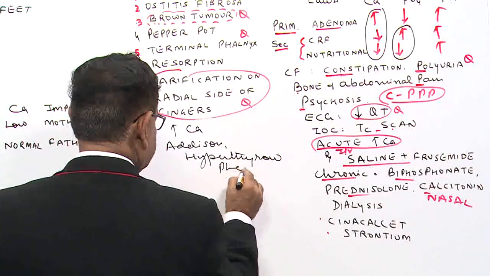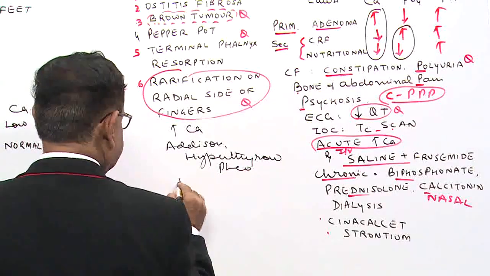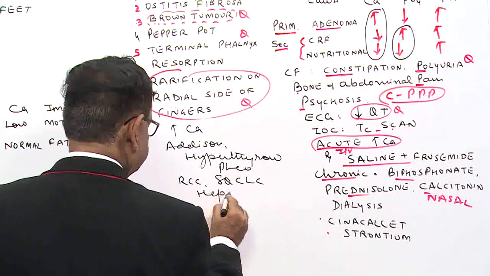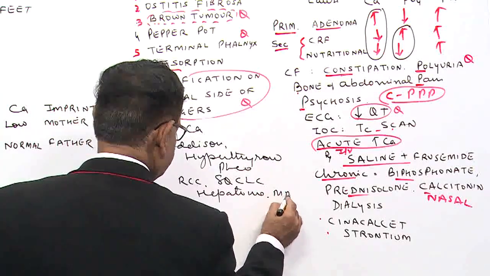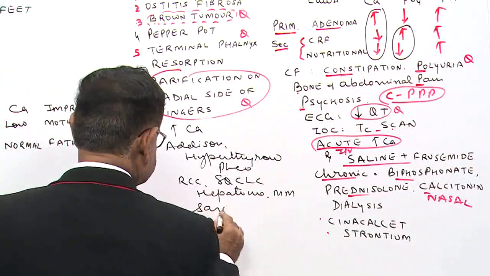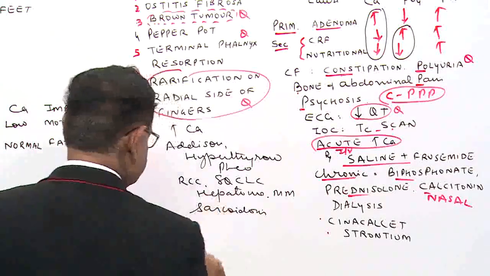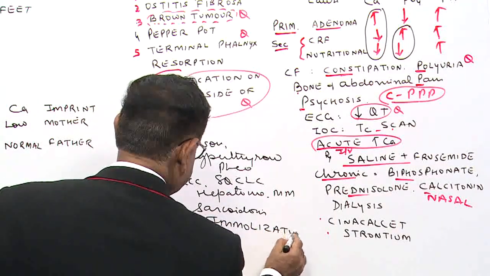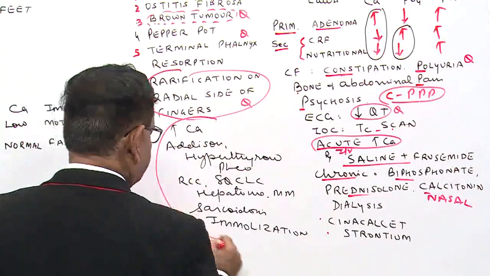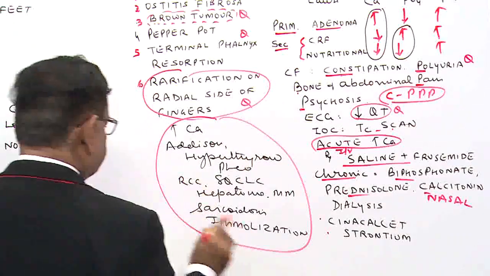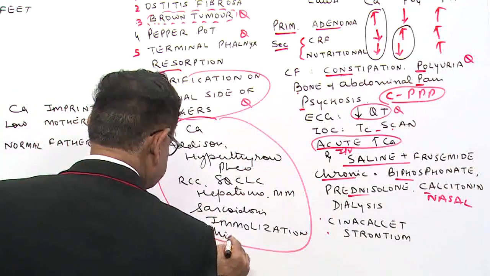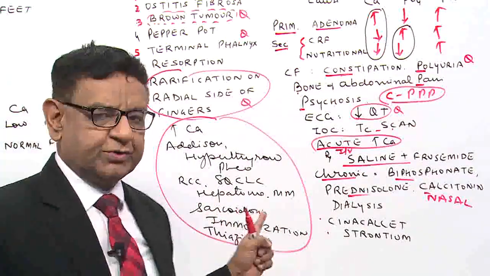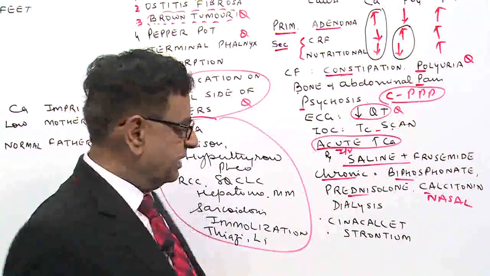And pheochromocytoma. Certain cancers like renal cell cancer, squamous cell lung cancer, hepatoma, multiple myeloma, sarcoidosis, okay, prolonged immobilization. This is a very, very important question. And drugs like thiazide, lithium. This is the very, very important one; the question always comes from this table. Okay.